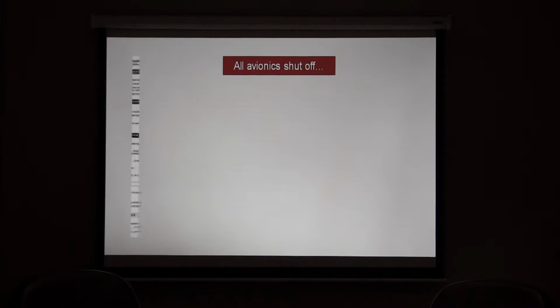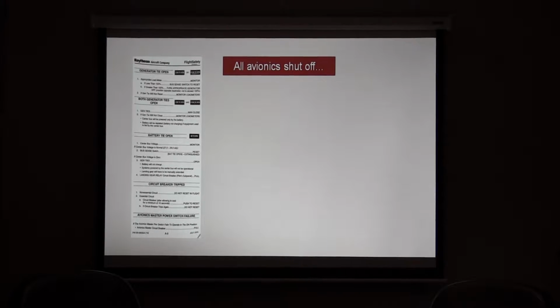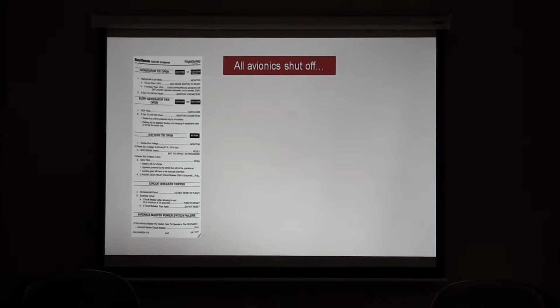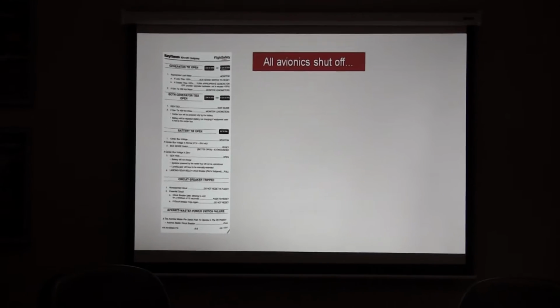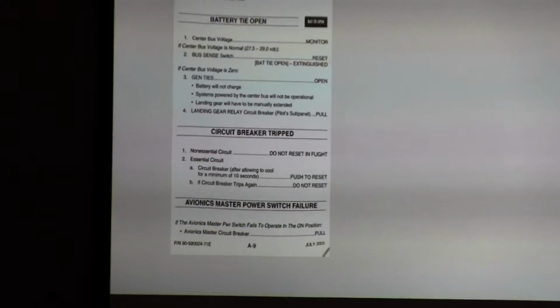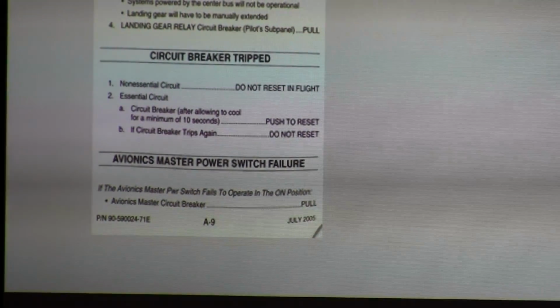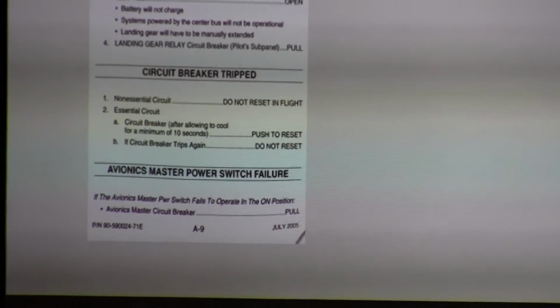All right, good news. I already have it up here too. I figured I'd just let someone open up the checklist. So we see that down here on the bottom. Avionics master power switch failure is what we have chosen. That says there, for those that can't read that, if the avionics master power switch fails to operate in the on position, avionics master circuit breaker pull, which is on the right side panel.